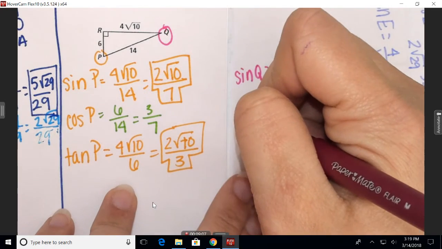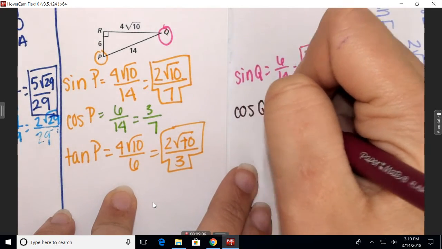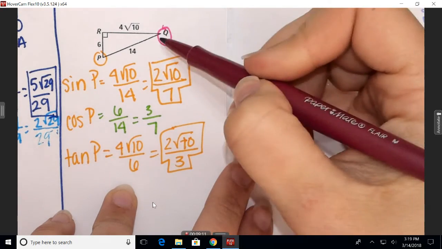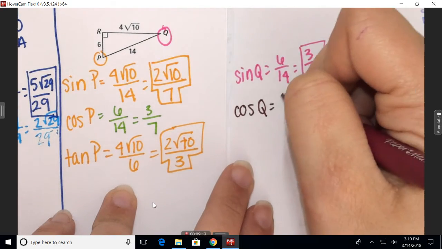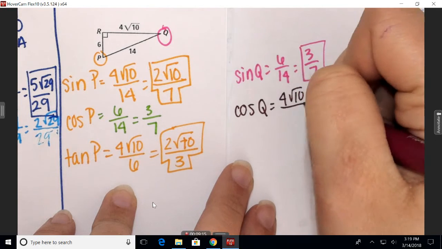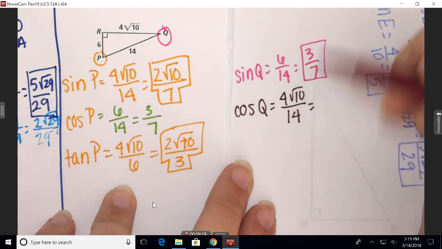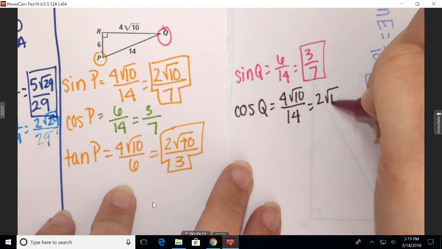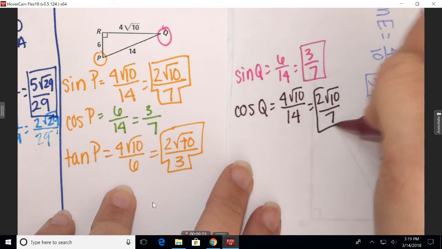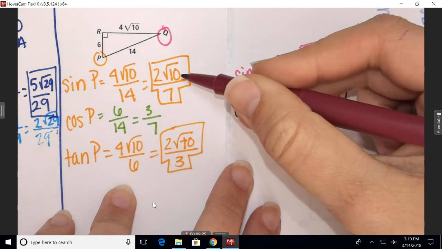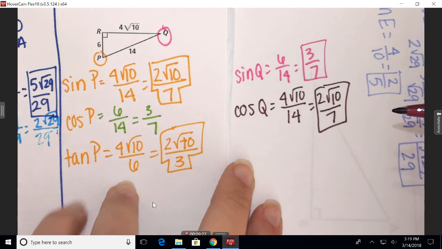Now I'm going to find the cosine of Q. The cosine of Q is adjacent divided by hypotenuse. So that's 4 root 10 divided by 14. 4 divided by 14 reduces to 2/7, so that's 2 root 10 divided by 7. And the cosine of Q and sine of P should be the same thing.